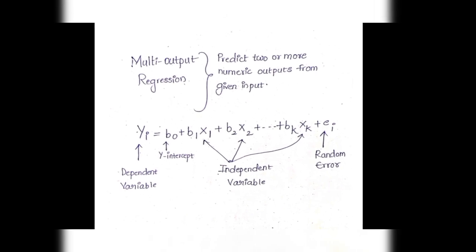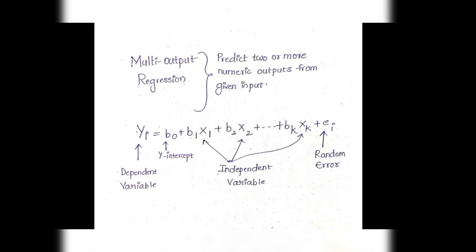And this is the formula for multi-output regression: predicting two or more numerical outputs from the given input. We'll use this: yi = b0 + b1x1 + b2x2 + and so on + bkxk + ei. Here ei is the random error. We'll get some errors when we are considering both the places or both the multivariables. And here y is the dependent variable, because we are finding the dependent variable based on all the independent variables.